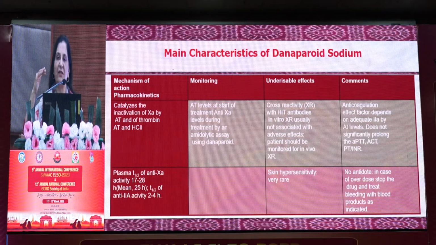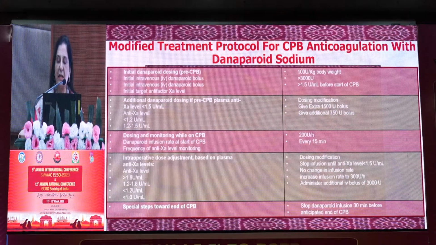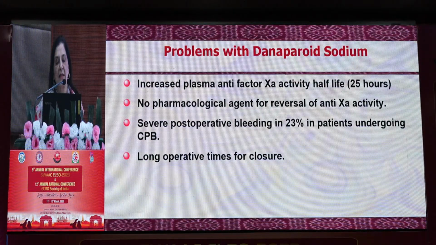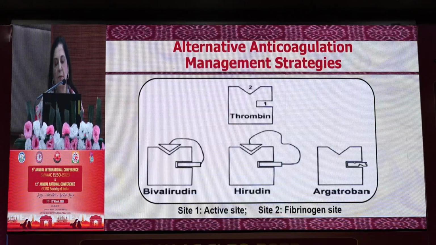A lot of trials have said that there are periods of no bleeding and periods of spurts of bleeding. So, whenever the period of bleeding comes along, it is good to stop the drug, because this drug has a very long half life of 25 hours, and this is probably the drug with the longest half-life. Studies with danaparoid sodium say that it requires long operative times for closure, and with 23% of them undergoing post-operative bleeding, it's not right. I would like to bring your attention to this.